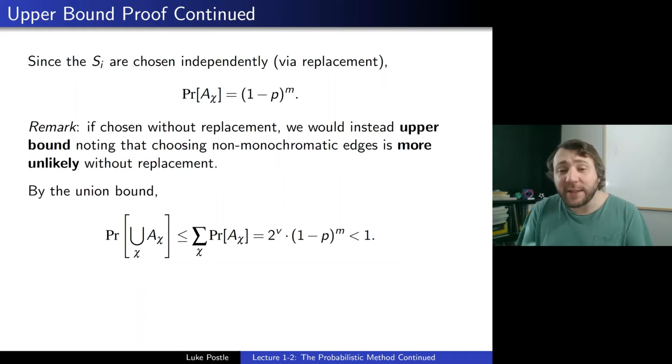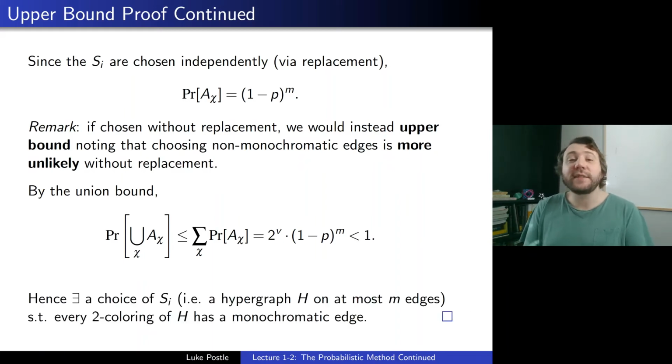And then the claim is that this is less than 1. If we did everything correctly, if we picked M correctly and p and V, then this will be less than 1, because then with positive probability none of the bad events happen, hence there exists a choice of these S_i, which therefore gives a hypergraph H on at most M edges, such that every 2-coloring of H has a monochromatic edge. That is, it's not in fact 2-colorable. And that will conclude the proof.